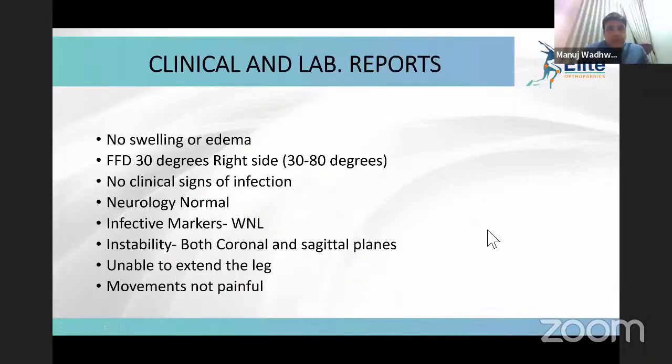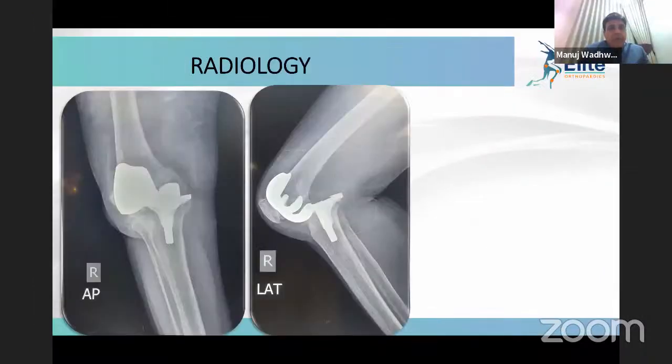So unable to extend the leg and movements were not painful. On radiology, she had a total dislocated knee, and this was continuing from the last 2 years. Now, a closer look, we found that she had a restorative TKR with well-fixed implants, and we had to move in for this surgery.